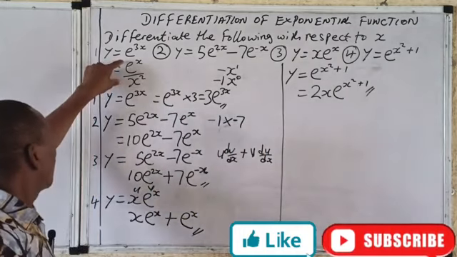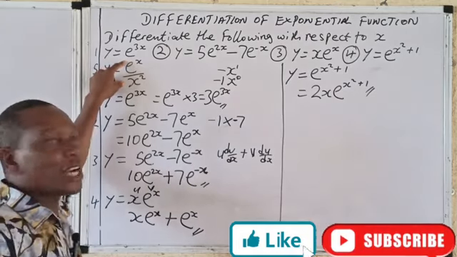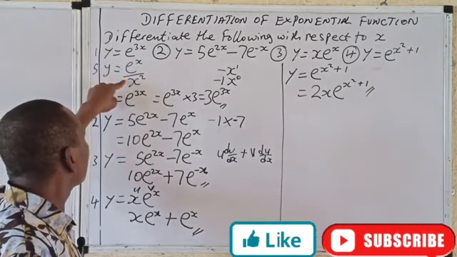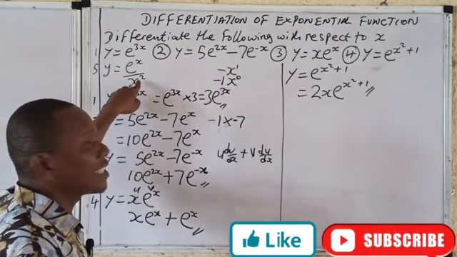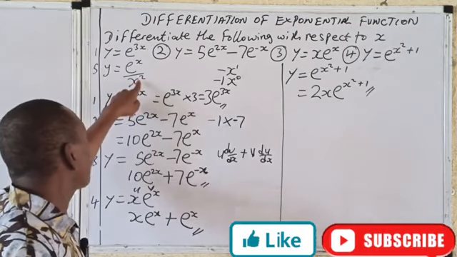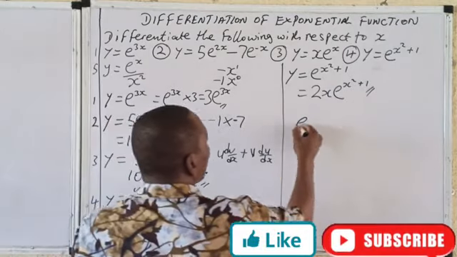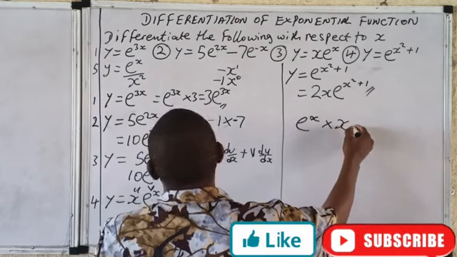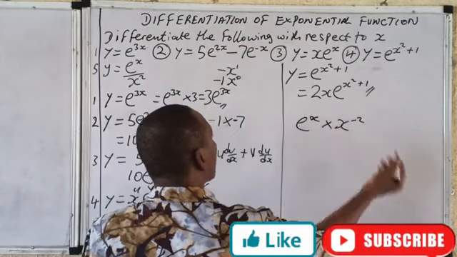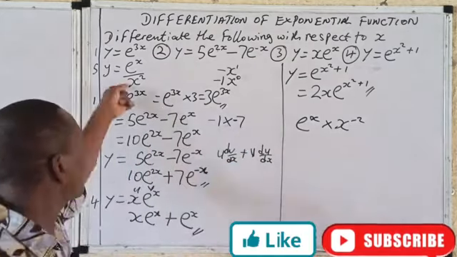I'd like you to differentiate this and drop the answer in the comment section. But I'll give you an idea how to do that. This, you can take upward and raise it to negative 2, and it will still become e^x times x raised to power negative 2. So that will differentiate this and you get the answer.